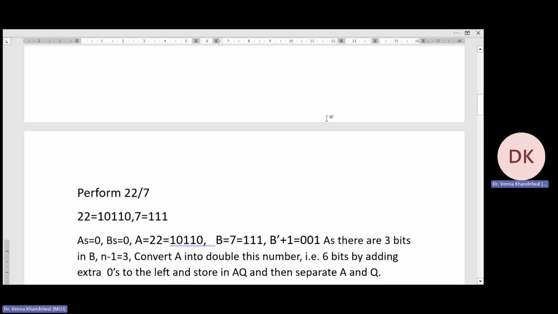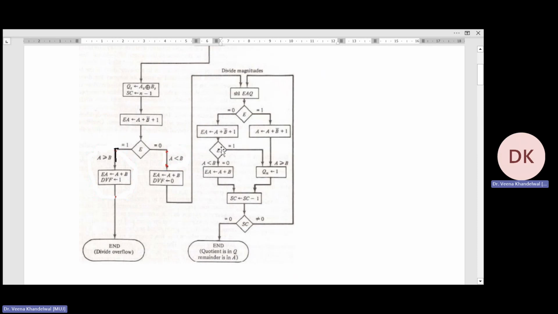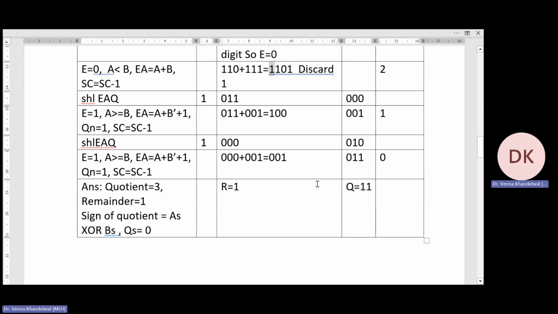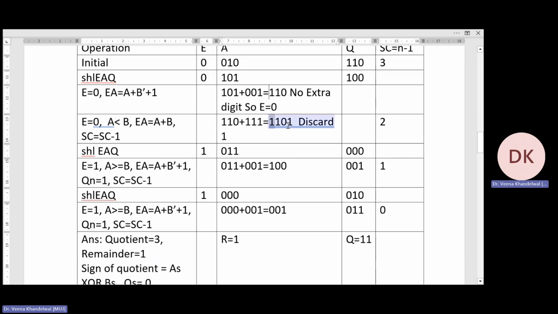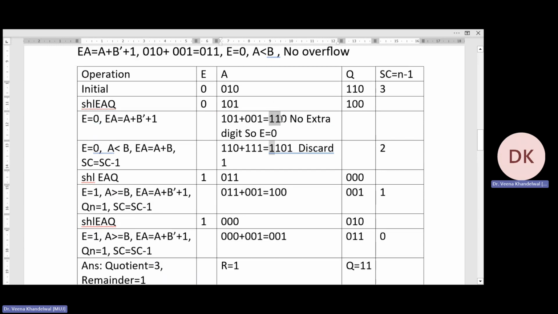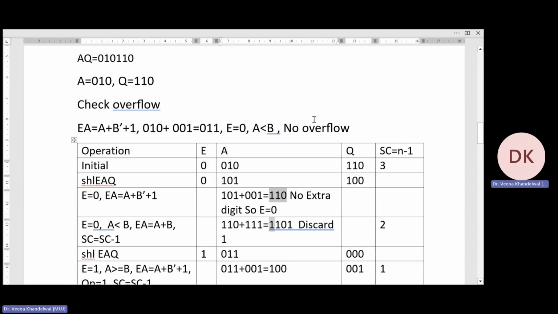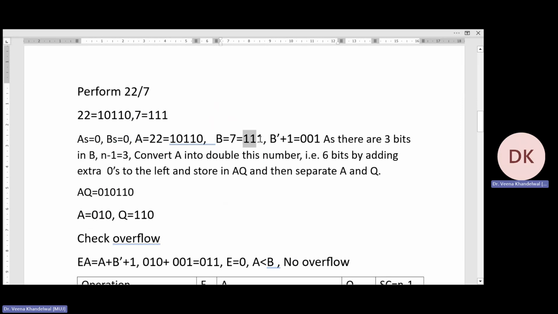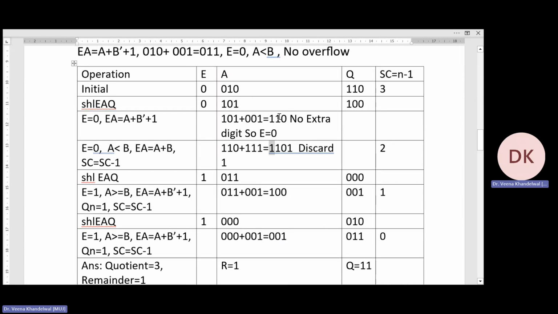And in the downwards path, what do we do? We add A. That means E is equal to 0. So here we add A and B and decrement the value of the counter. Here we have added the value of A and B. Our A was now 110, and B, as we have computed already, is 111. So we add this 110, which is the present A, and 111 to find the sum.